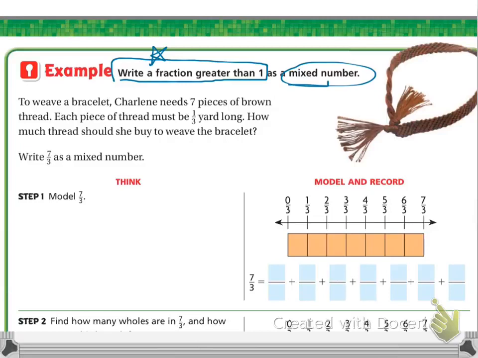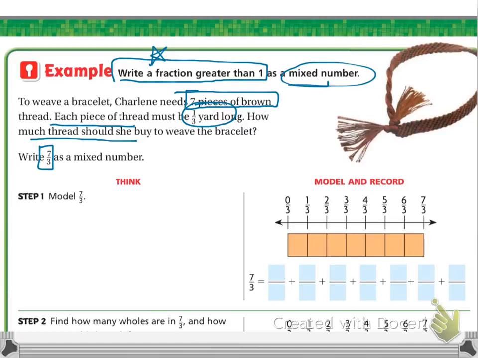To weave a bracelet, Charlene needs 7 pieces of brown thread. Each piece of thread must be 1/3 yard long. How much thread should she buy to weave the bracelet? I need to write 7/3 as a mixed number. So that means I need to have a combination of a whole number and the fraction part left over.